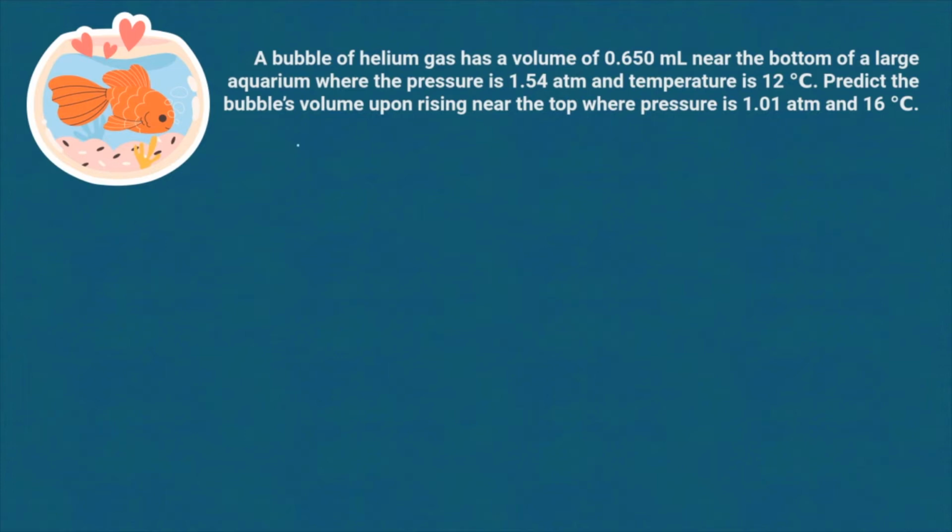In the combined gas law, the formula is P1 V1 divided by T1 is equivalent to P2 V2 divided by T2. But when you look at the question, the unit of the pressure is indeed in atm, but the temperature for both are in degrees Celsius. So you need to convert this degrees Celsius to Kelvin. And the volume is in milliliter instead of liter, so you need to convert this one as well.